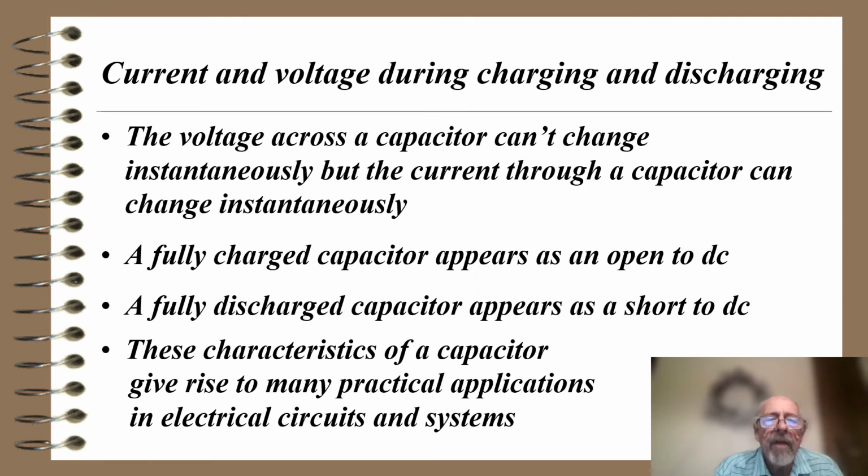It'll take some time. So again, ideally the current itself can change instantaneously, but the voltage can't across a capacitor. So this slide's called Current and Voltage During Charging and Discharging. And again, this bears repeating: the voltage across a capacitor can't change instantaneously, but the current through a capacitor can change instantaneously. You go from nothing all of a sudden to something. A fully charged capacitor appears as an open to DC. A fully discharged capacitor appears as a short to DC.